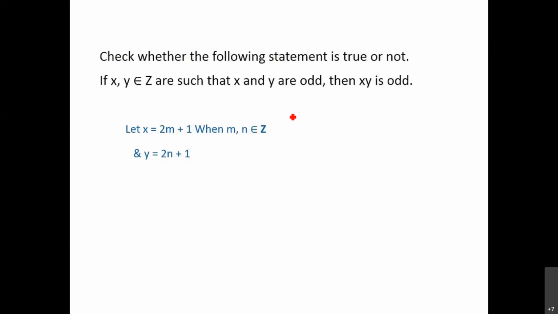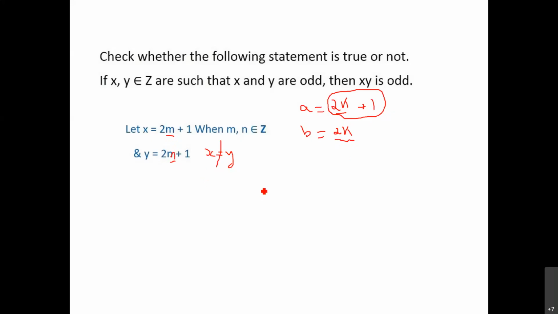Now, if an integer is odd, then it's going to be of the form 2k plus 1. If it's even, it's going to be just 2k, like a multiple of 2. Here we're saying the remainder is 1 after dividing by 2. The reason we say m and n is because they're not necessarily the same. If you used the same variable for x and y, like m and m, it's like saying x equals y, which isn't necessarily the case.